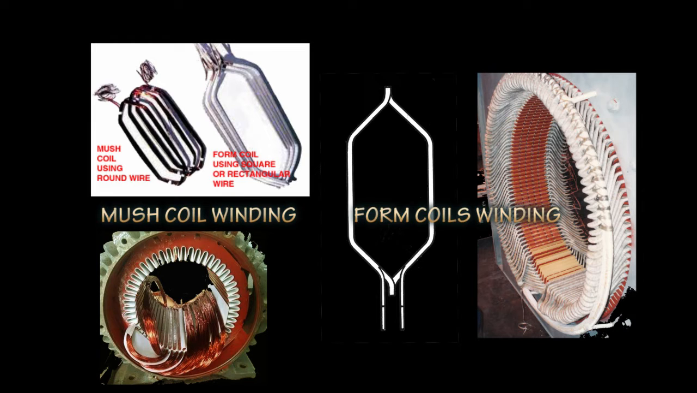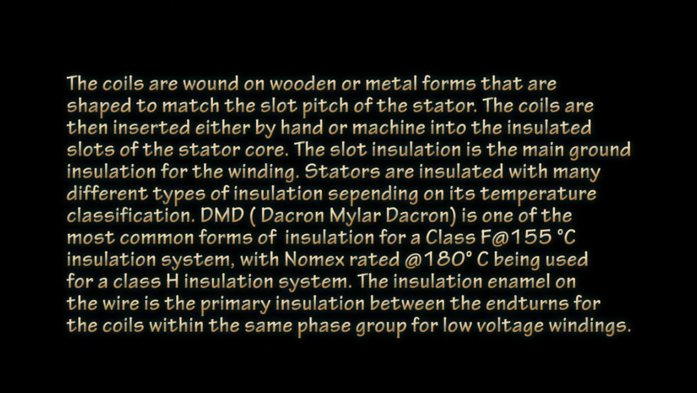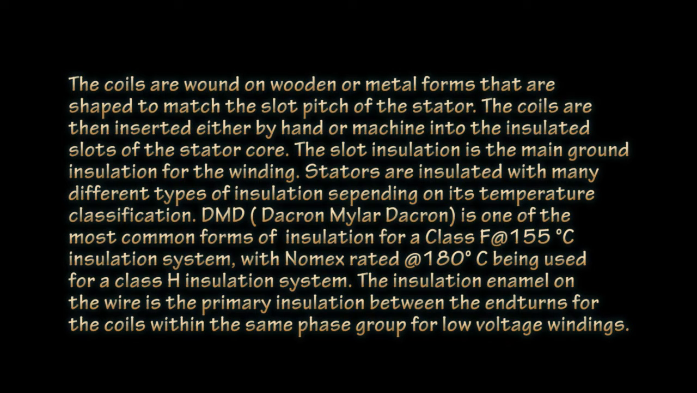The mush coil is just round wire wound into a coil, while the form coil has to be manufactured to suit. The coils are wound on wooden or metal forms that are shaped to match the slot pitch of the stator. The coils are then inserted either by hand or machine into the insulated slots of the stator core. The slot insulation is the main ground insulation for the winding.